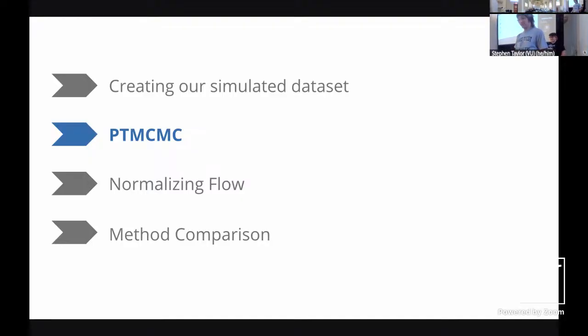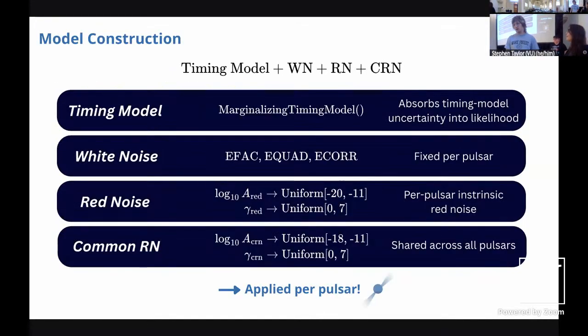Okay, the next step was to import the simulated pulsars and run an MCMC analysis on them. So we had to import them into Enterprise, and with Enterprise, we had to construct our model. So it was the timing model plus the white noise plus the red noise plus the common red noise.